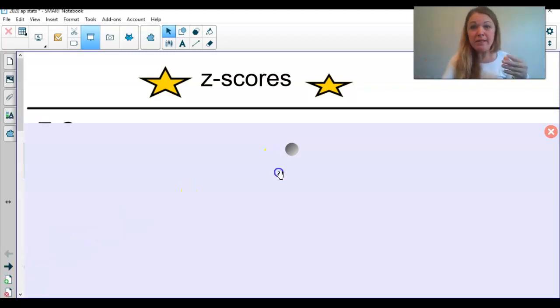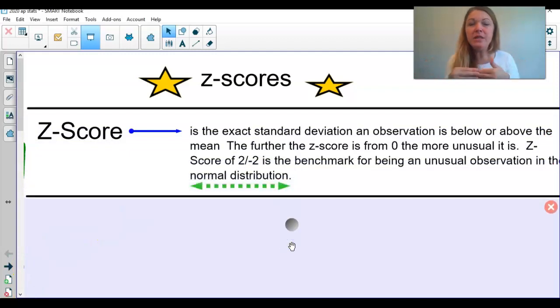Okay, so what is a Z-score? A Z-score is the exact standard deviation an observation is below or above the mean, okay? The further the Z-score is from 0, the more unusual it is, which means the chances of it happening are pretty rare. A Z-score of 2 or -2 is the benchmark for being an unusual observation in the normal distribution. Note that I have the normal distribution there. That is imperative that you know that, okay? Lots of your problems will say if the distribution is normally distributed or blah, blah, blah.